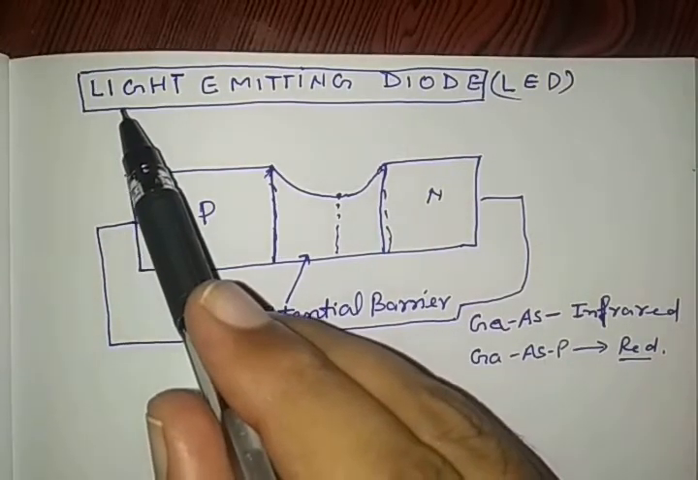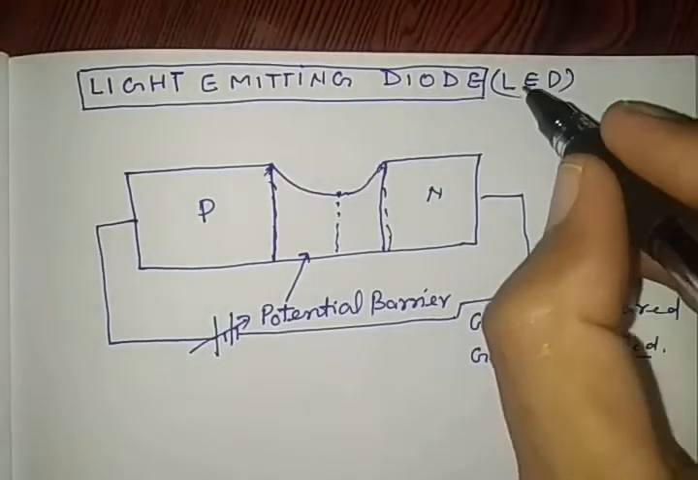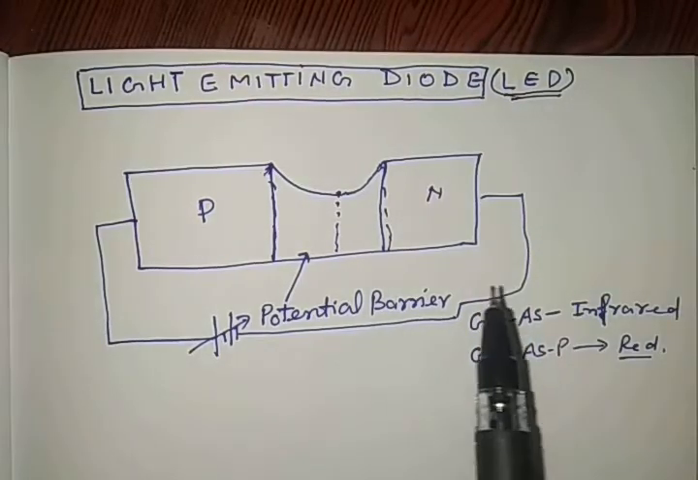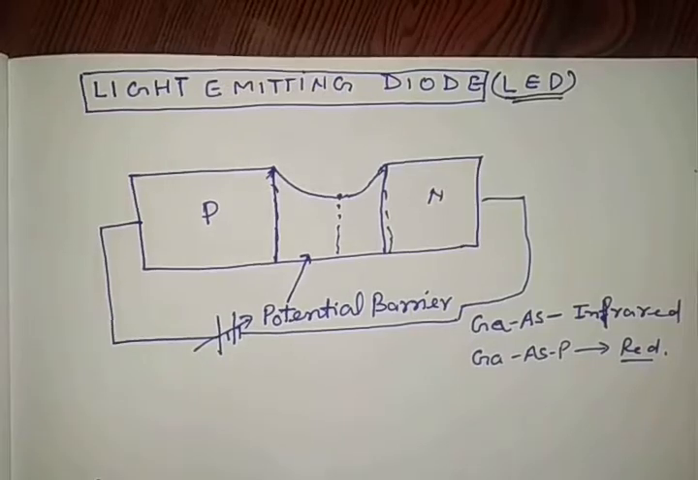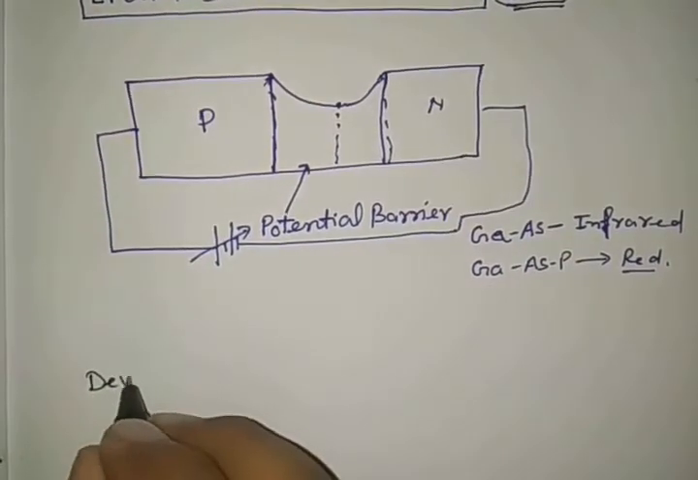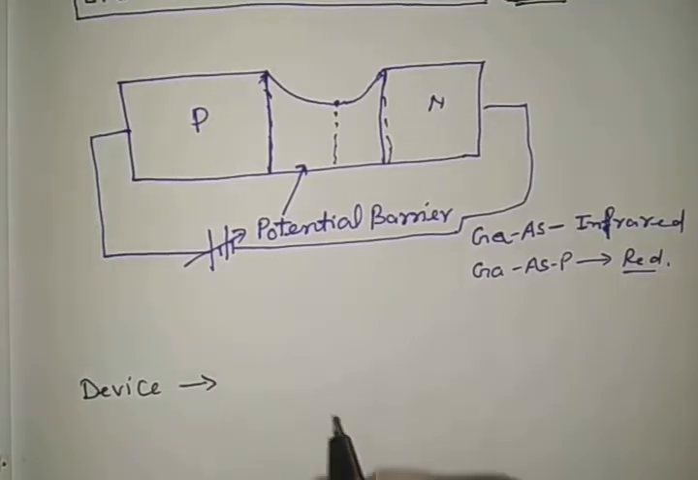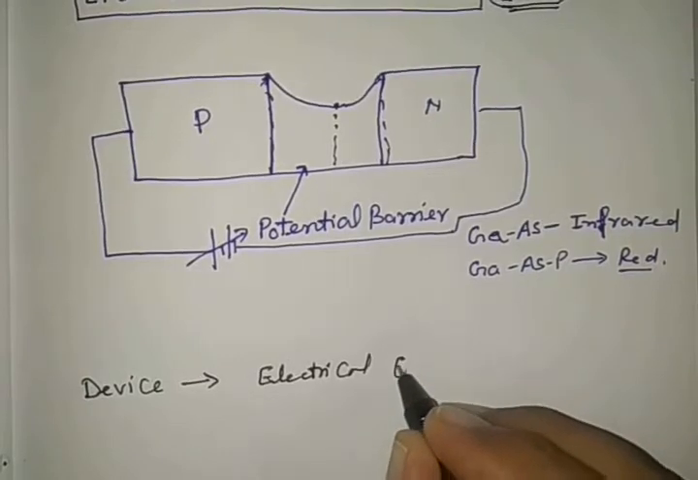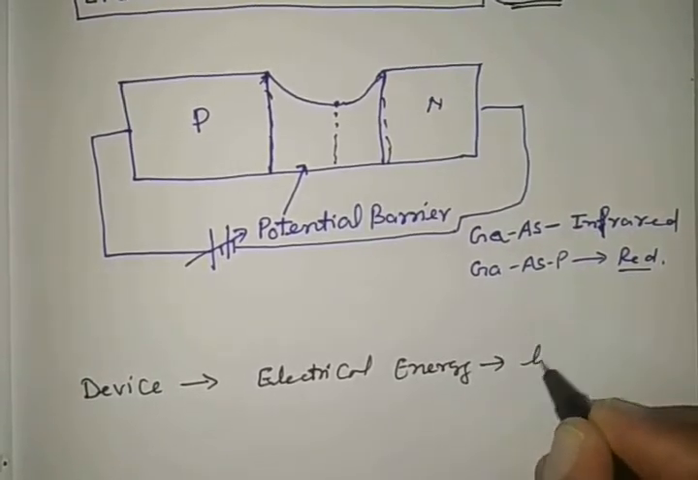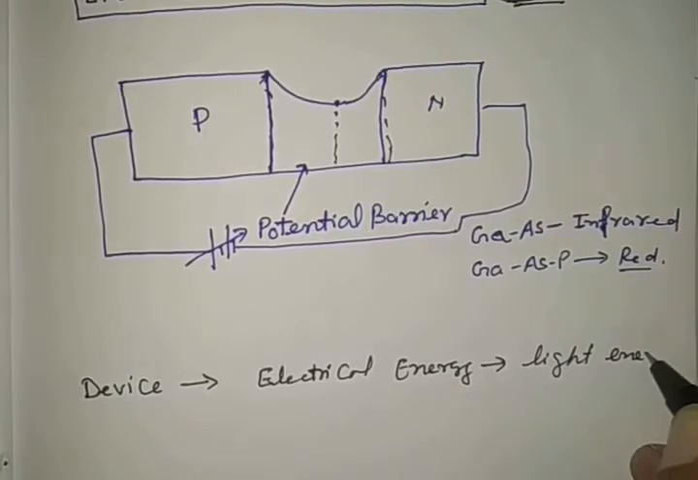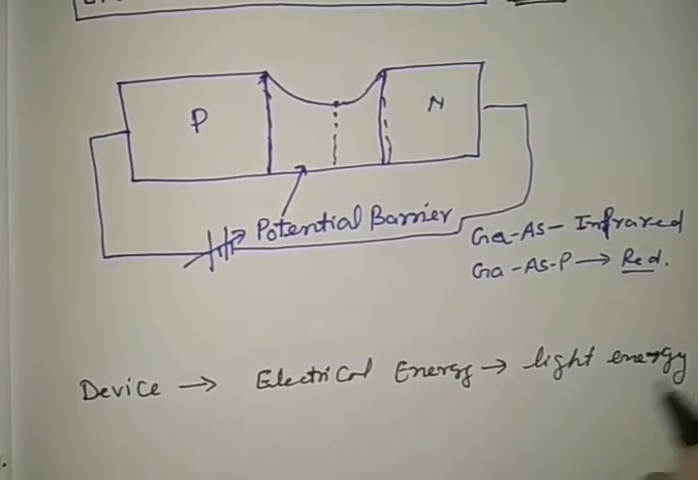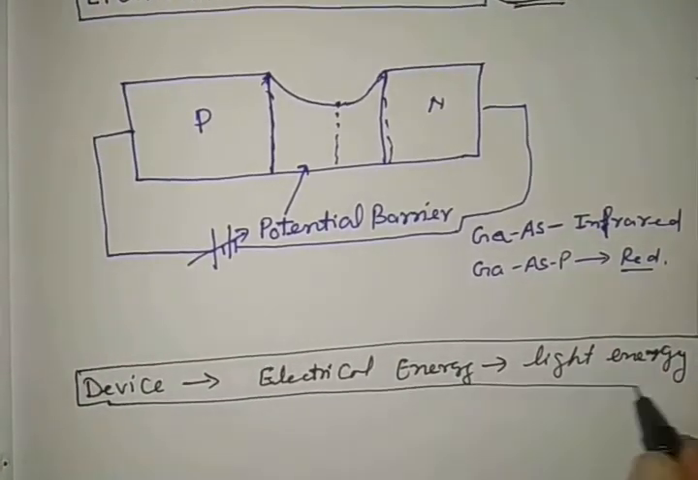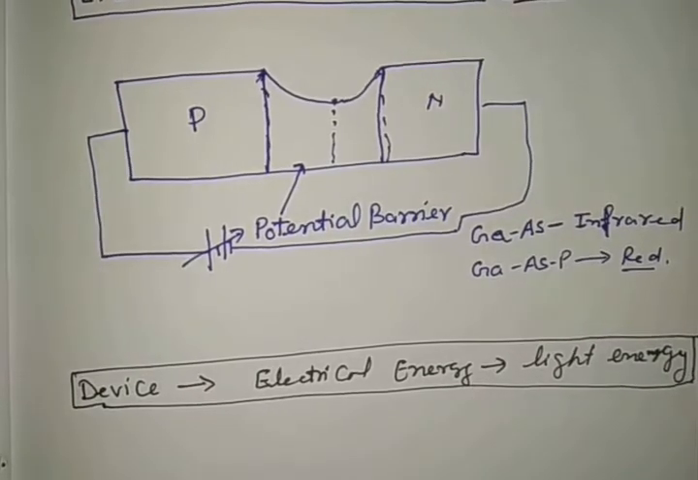One more important topic, that is light emitting diode. It is also called LED in short form. This light emitting diode is a device which converts electrical energy into light energy. See how it is obtained.